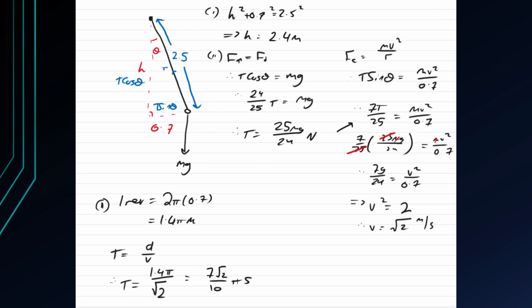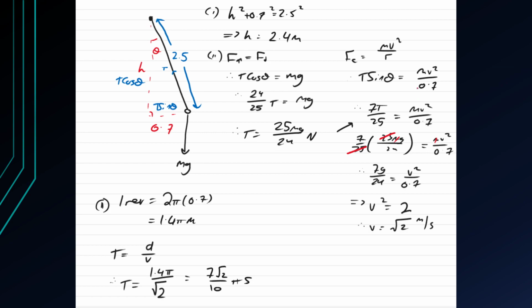Firstly, we have to find the height. So h squared plus 0.7 squared is 2.5 squared, so the height is 2.4 meters, so something very basic. Next, the forces up equals the forces down, so T cos theta is mg. So cos theta is 24 over 25. So the tension in the string is 25mg over 24 newtons.